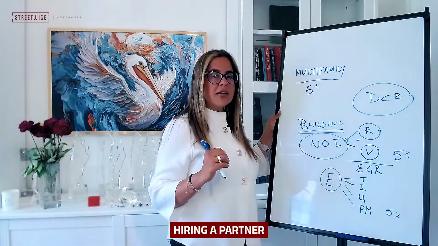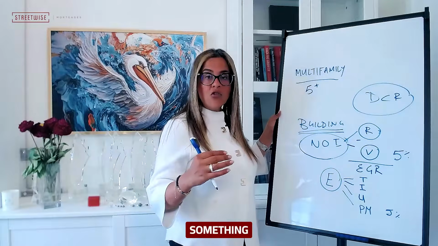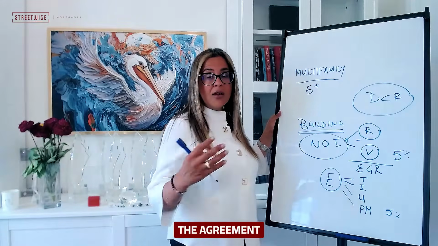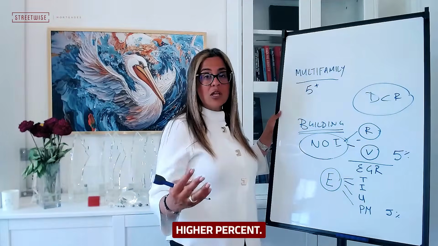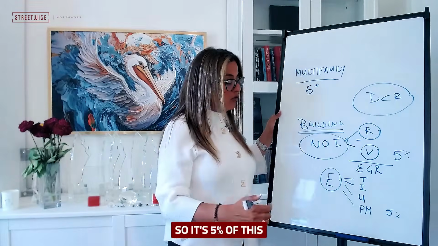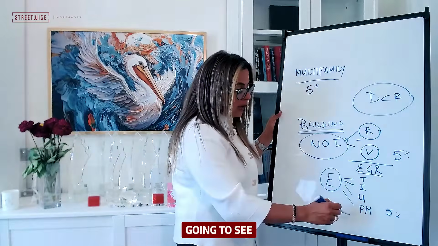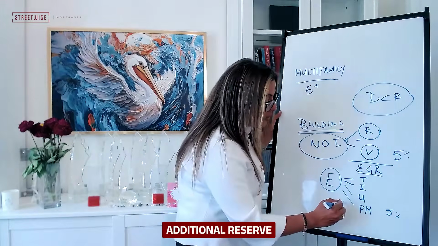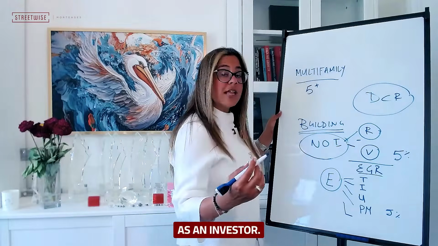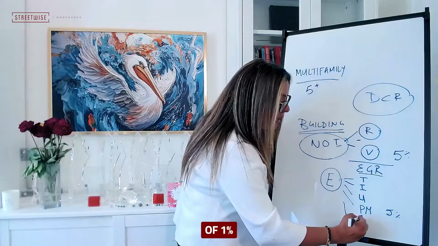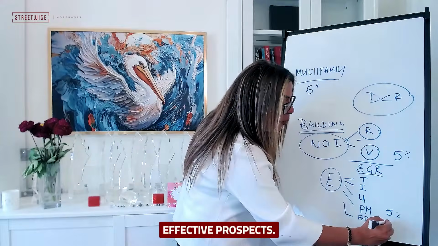But if you're hiring a property manager that is going to charge you something other than the 5%, the lender is going to see the agreement and is going to use the higher percentage. So it's 5% of this effective gross rents. Also here, the lenders take an additional reserves that you may not account for as an investor. So they may take an admin reserve of 1% of the effective gross rents.